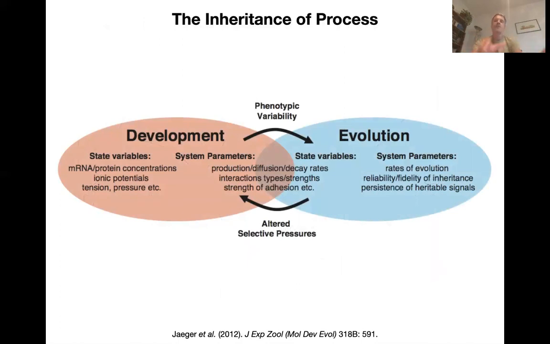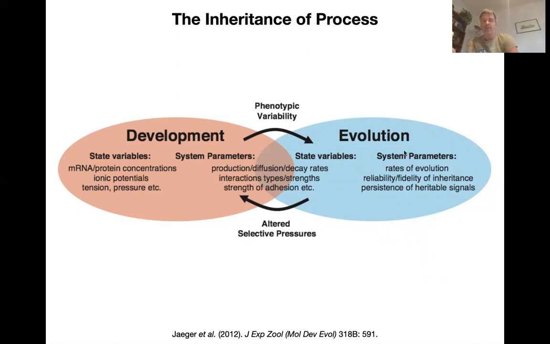So to bring together last lecture and this lecture, basically what I was saying is that you have a time scale of development here. You have state variables like protein concentrations, etc., and system parameters, such as interaction strengths or the nature of interactions, decay rates, diffusion rates, whatever you want. And so only the state variables change while the system parameters stay the same at the level of development.